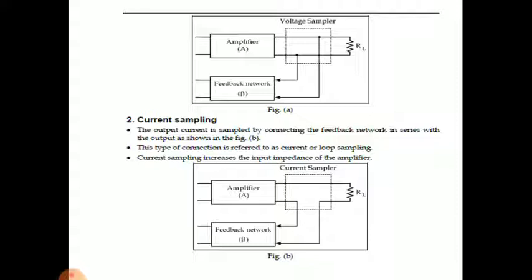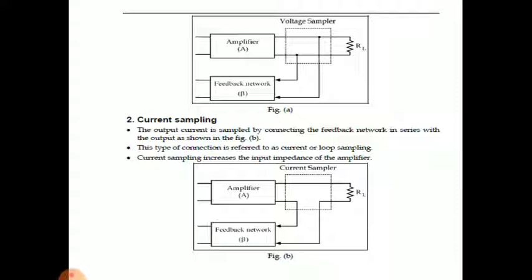Now see the current sampling. The output current is sampled by connecting the feedback network in series with the output as shown in the figure. If you want current sampling, the network should be connected in series with the output. This type of connection is referred to as current or loop sampling.